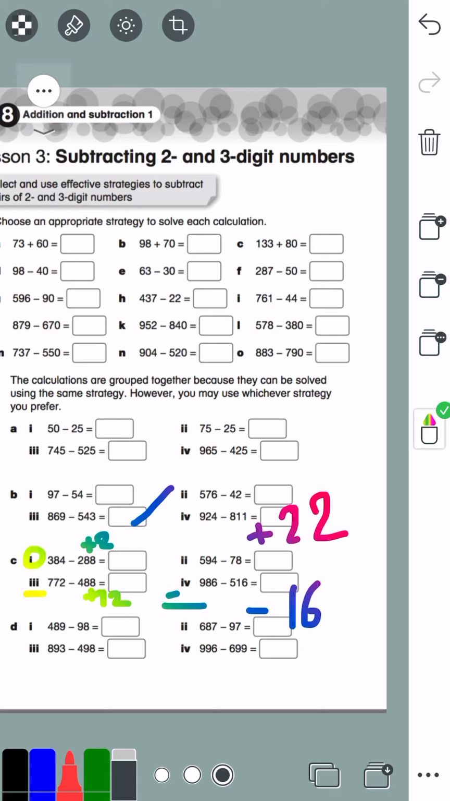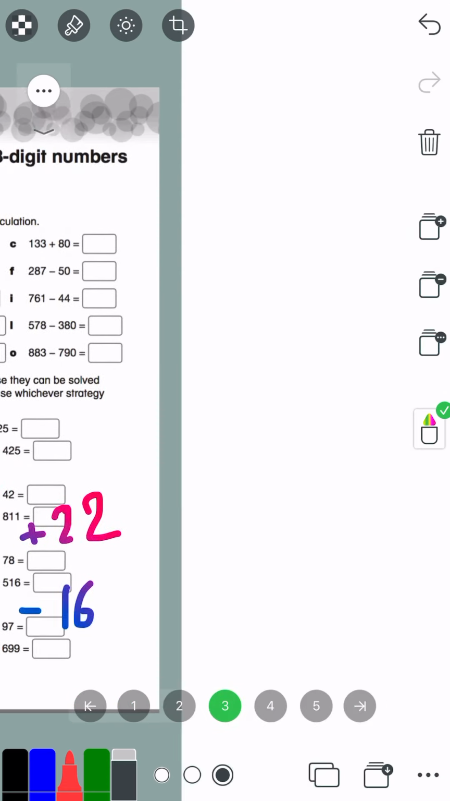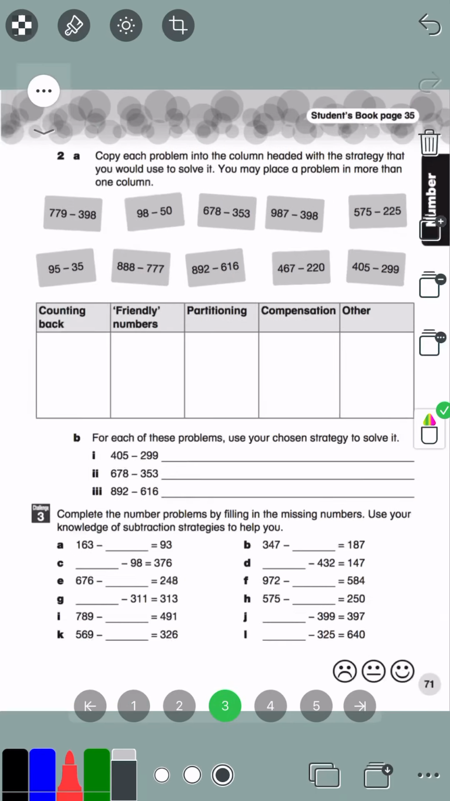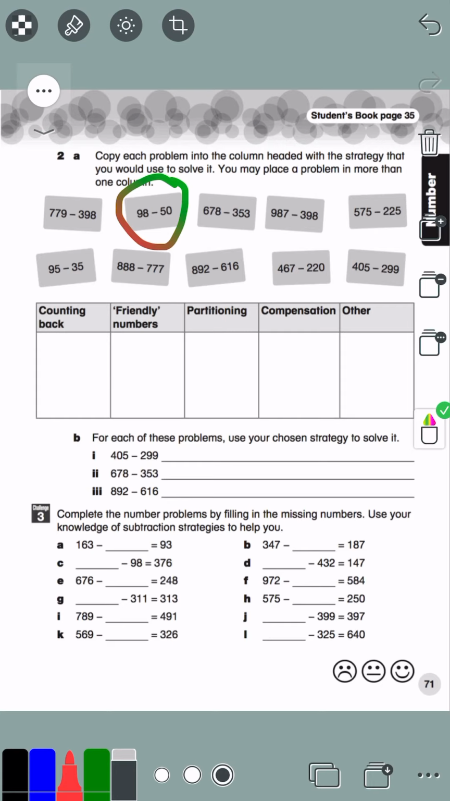So let's move on to the next page, which is grouping each of these calculations, then finding the answer. Count back. Where can we count back? Look at 98 minus 50. You can count back in tens 5 times. And friendly numbers. Do we have any friendly numbers here? Yes, 575 minus 225. Those are friendly numbers. 75 minus 25 equals 50. 500 minus 200 equals 300.